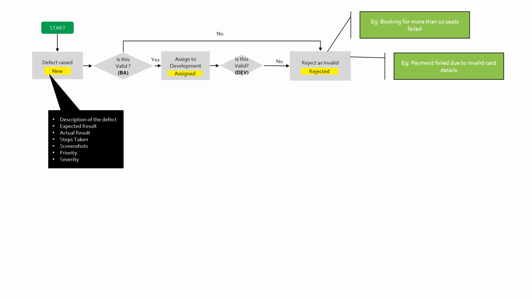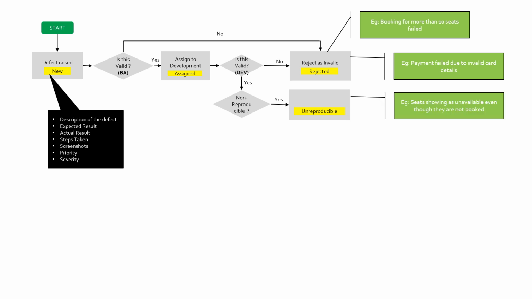Let's say the development team validated it, and the next step is they find yes, it's a valid defect. They will try to reproduce it on their side. If they are unable to reproduce it after multiple attempts, they will tag it as unreproducible and send it back to the testing team.